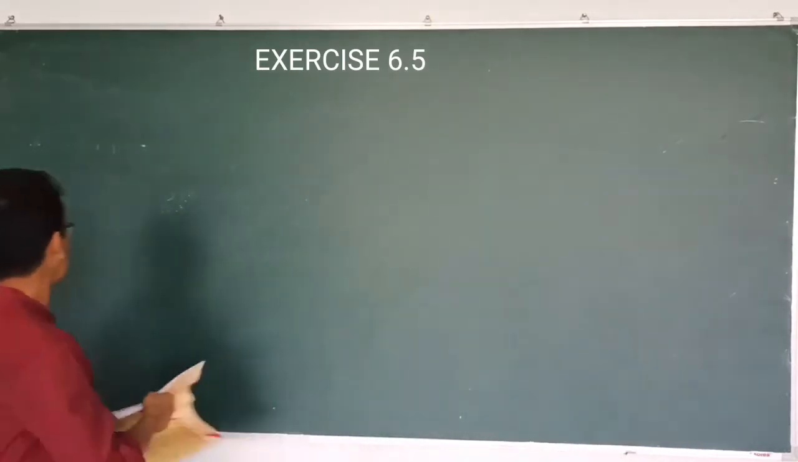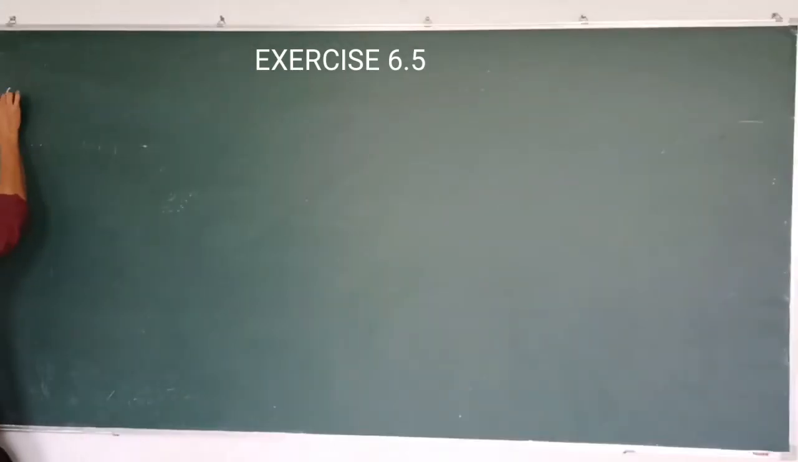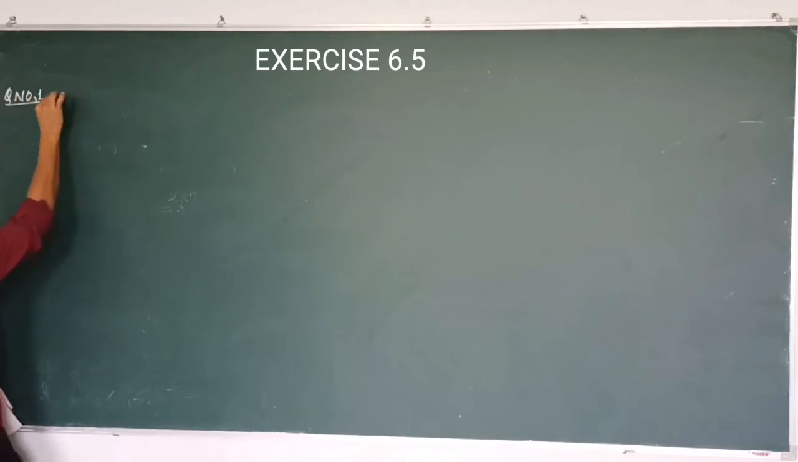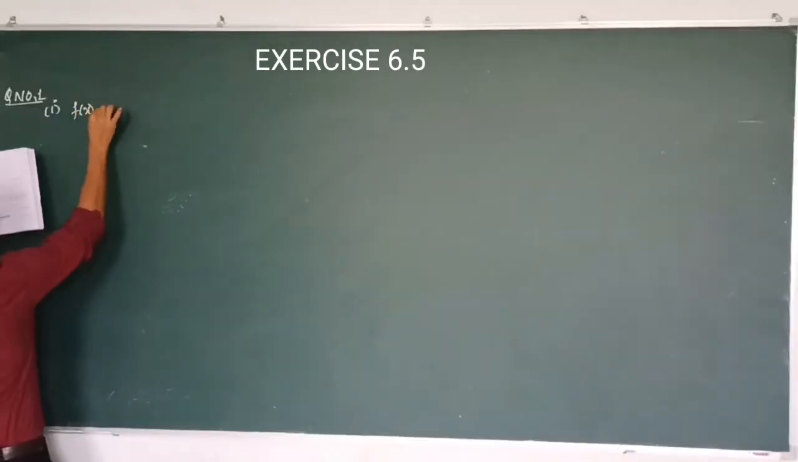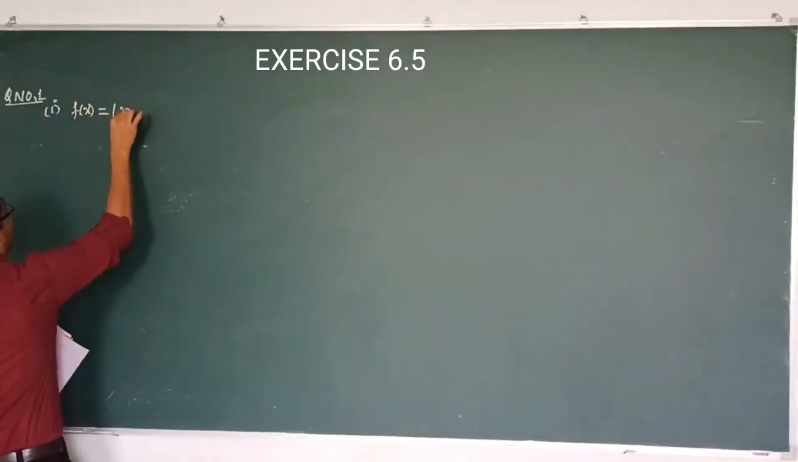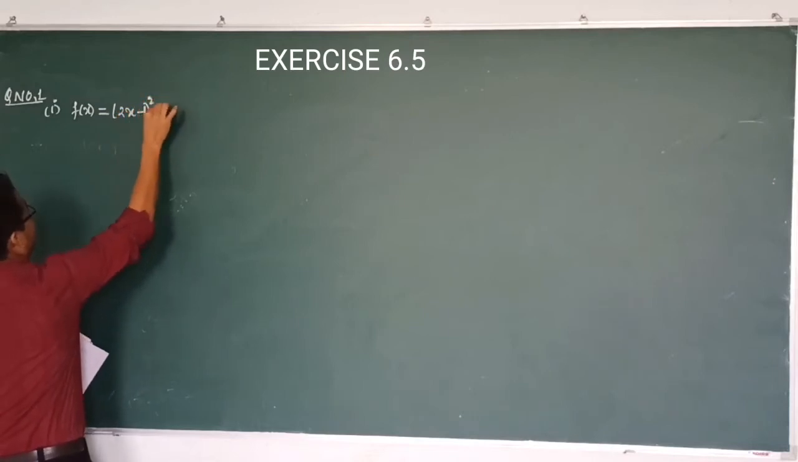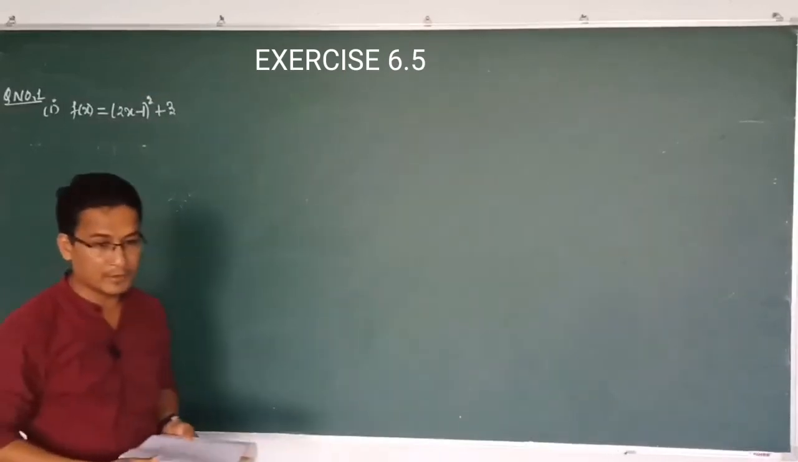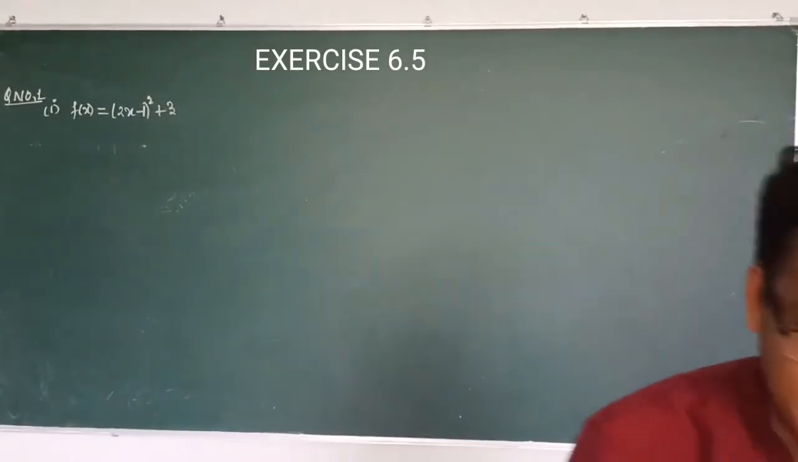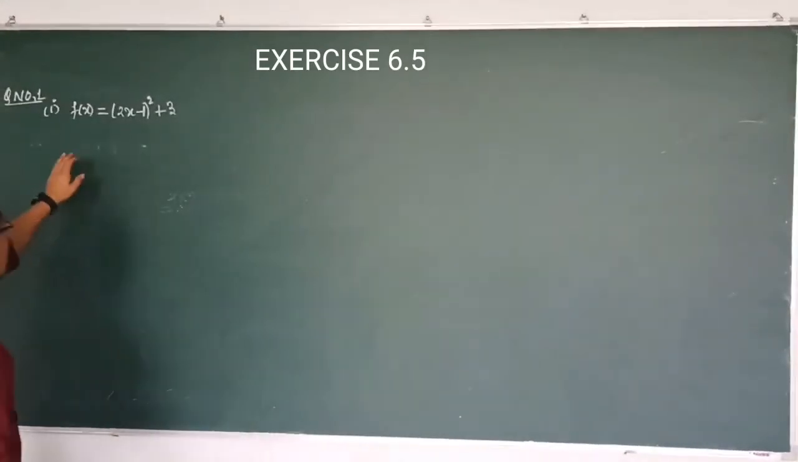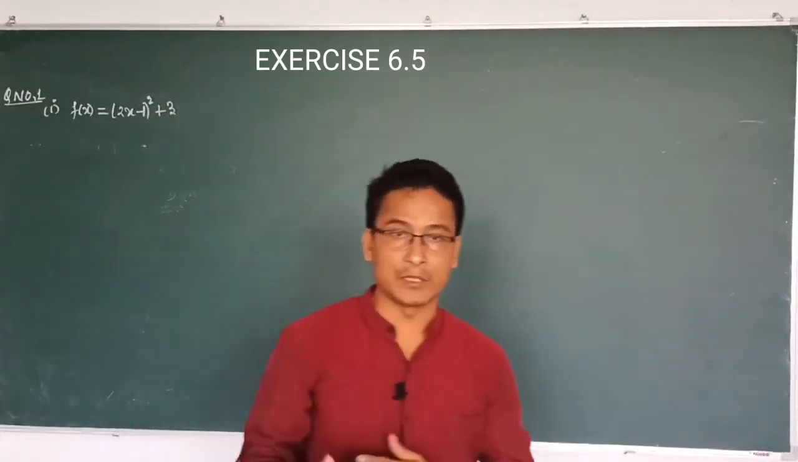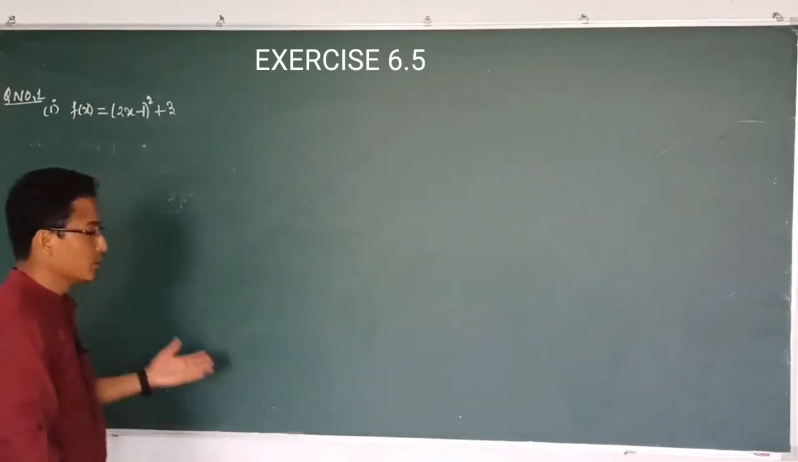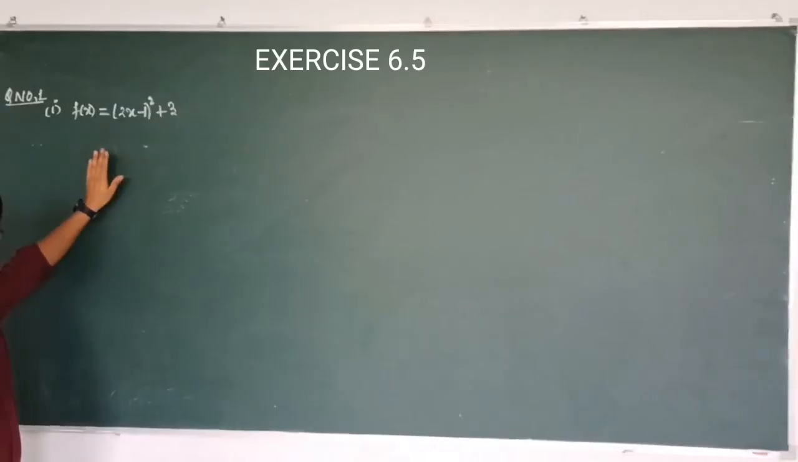Question number 1. First I will start with Roman numeral 1. The function given here is f of x equal to (2x minus 1) whole squared plus 3. So this is the function. We first find d/dx of this function. It is not mentioned by which method to find the value, so we solve by the second derivative test.